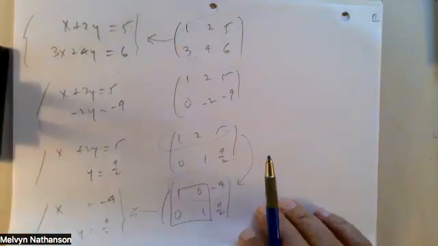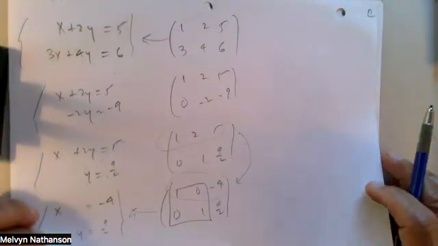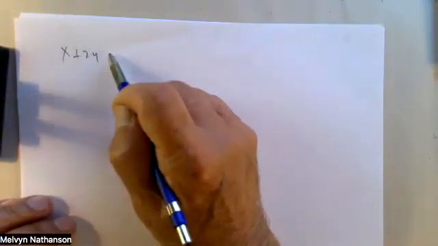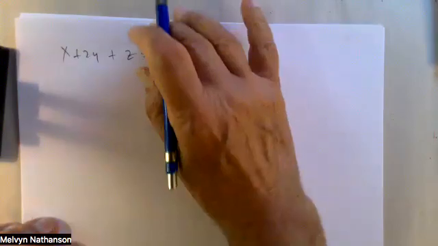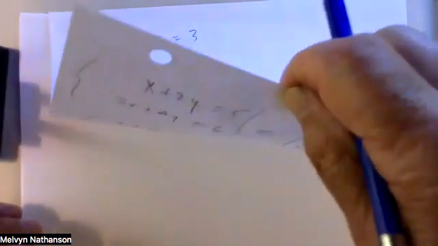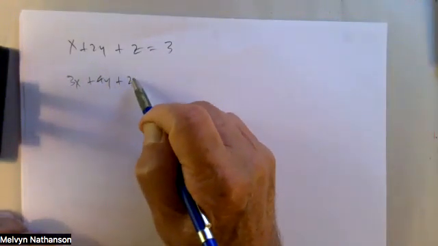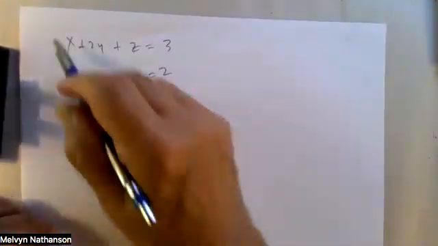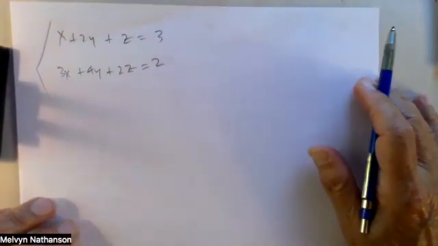Now, suppose we had 2 equations in 3 variables. Suppose I had the system x plus 2y plus z equals 3, and 3x plus 4y plus 2z equals 2. And I want to try and solve this system using matrices.